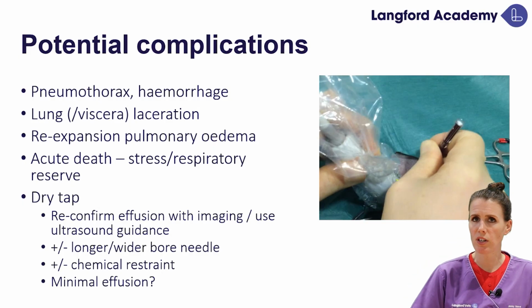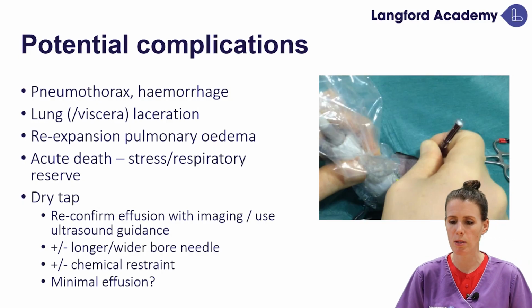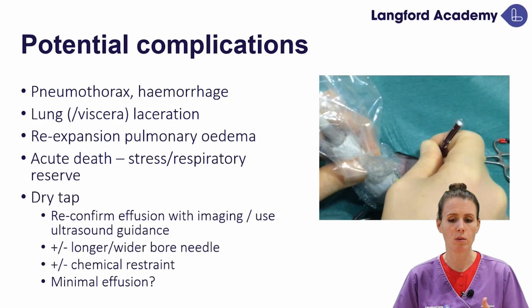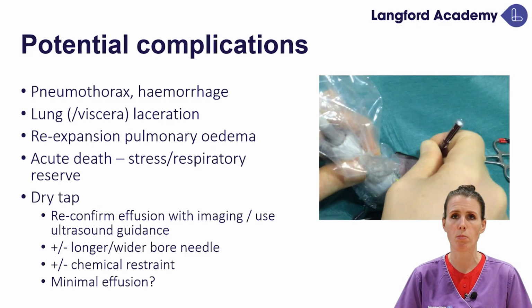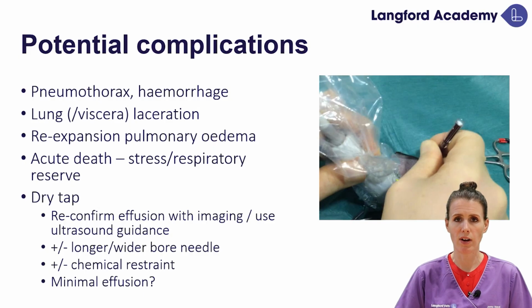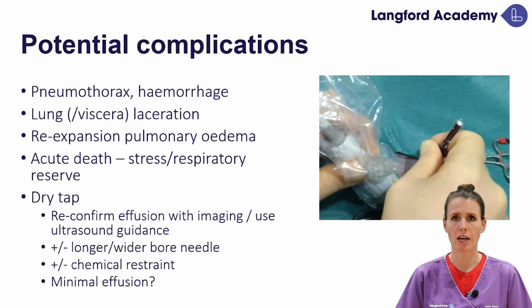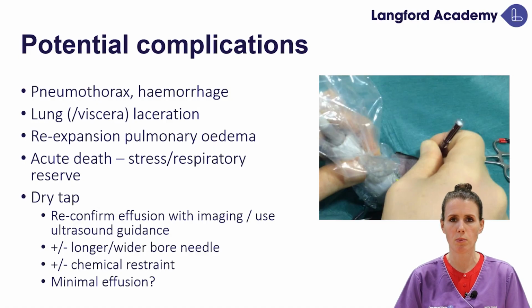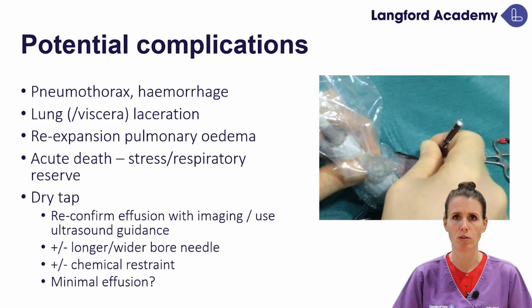And then sometimes we can be frustrated by a dry tap, and this can either be because we have not gone into the pleural cavity, either we've not gone far enough through the chest wall, we've gone all the way into the lung, we've touched another organ, or we've gone into some inflammatory material within the pleural cavity. So we want to reevaluate the pleural cavity with ultrasound, see if we want to use ultrasound guidance once we've identified a pocket, consider using a longer needle if we think that's been part of the problem. If the patient has not been perfectly still, consider whether or not we need to rethink chemical restraint.